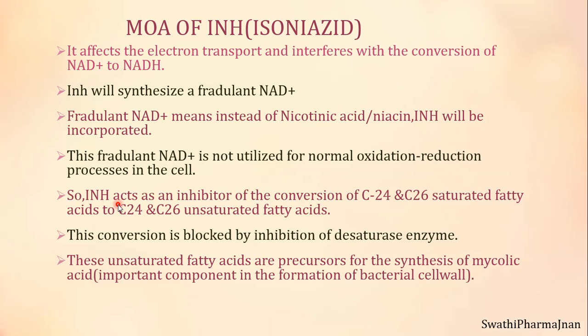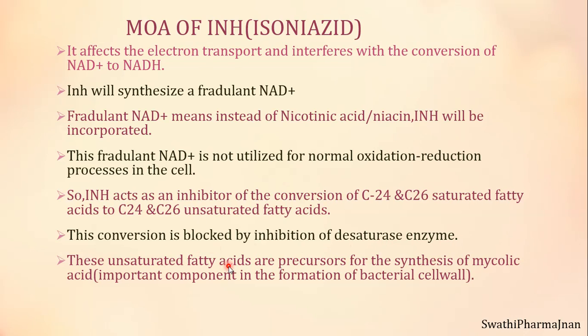So isoniazid acts as an inhibitor of the conversion of C24 and C26 saturated fatty acids to C24 and C26 unsaturated fatty acids. Saturated fatty acids are converted into unsaturated fatty acids by one enzyme, that is desaturase. So isoniazid will inhibit this desaturase enzyme, so that the conversion of saturated fatty acids to unsaturated fatty acids will be blocked.